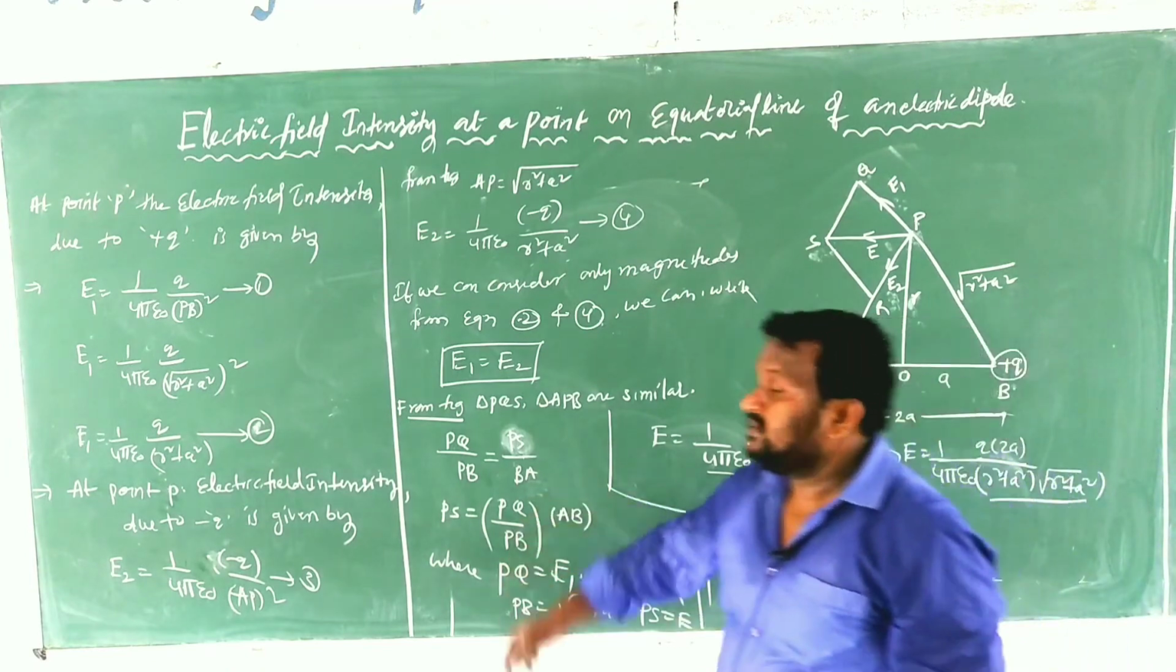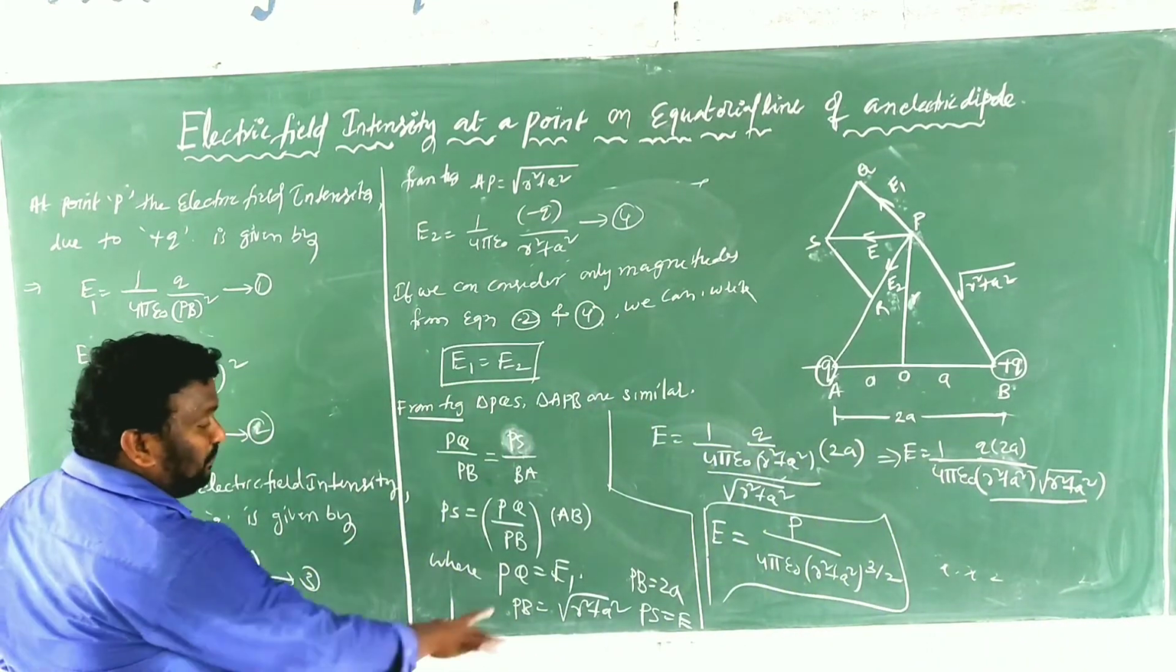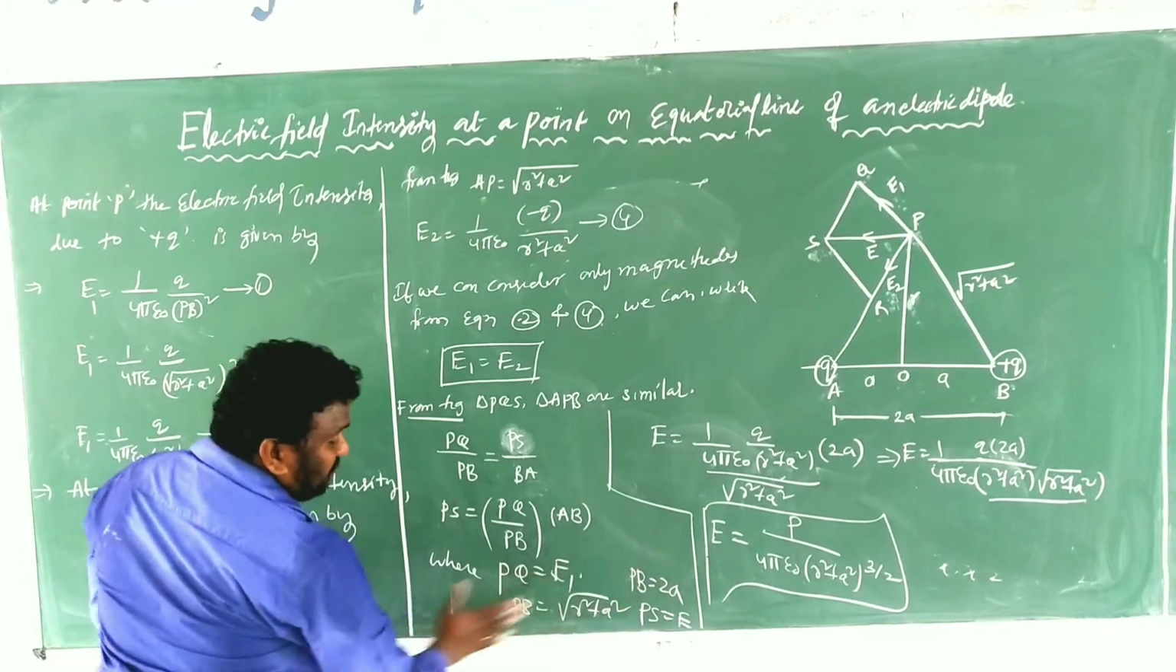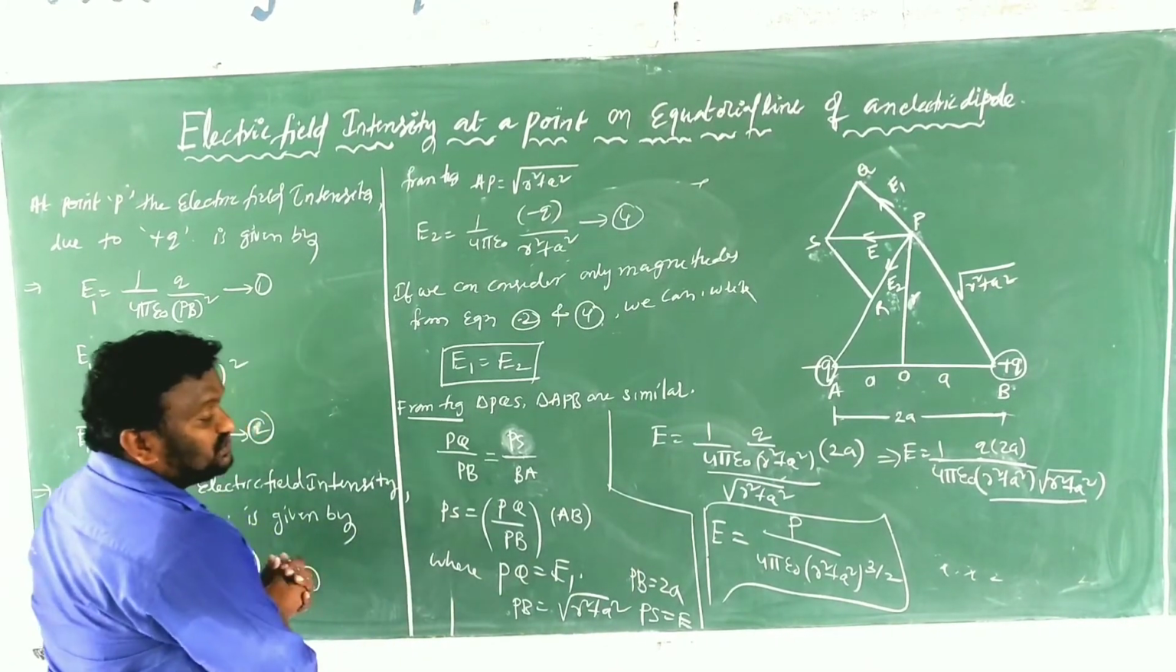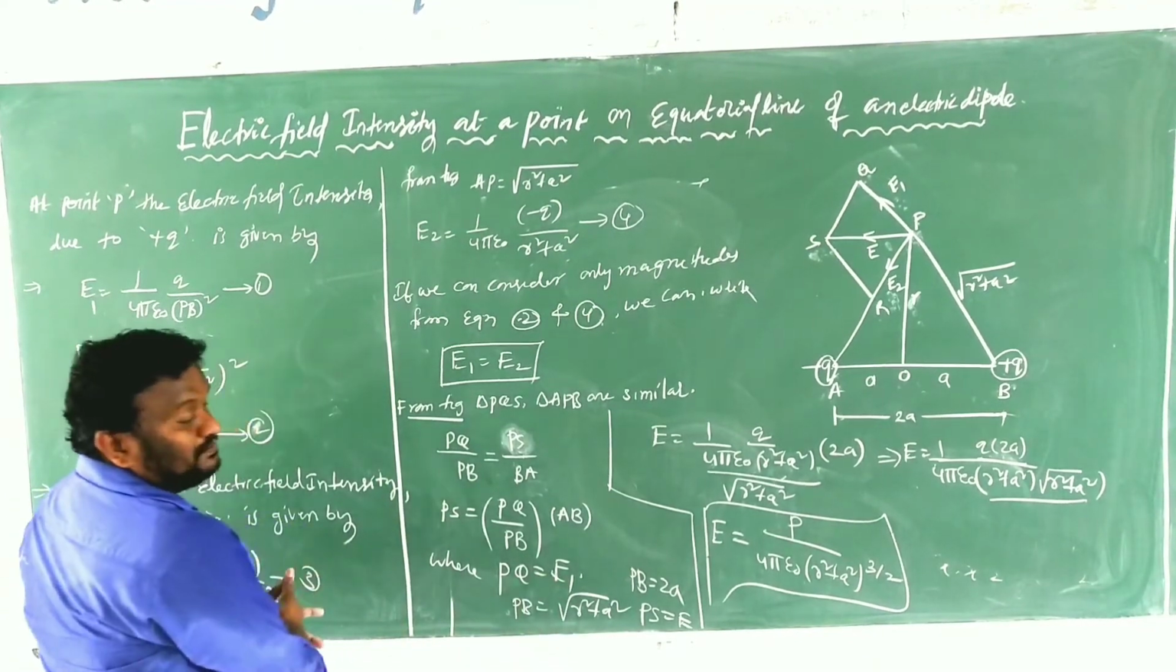Here we have written it, and we substituted the values like this. PQ is E1, AB is equal to 2A, PB is equal to root of R square plus A square, and PS is E.